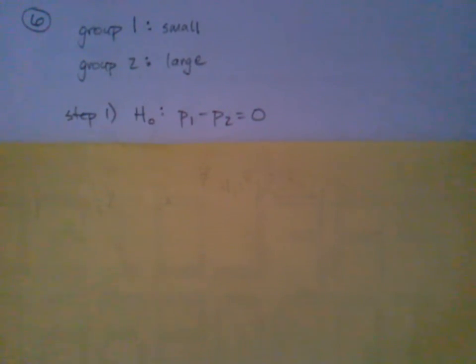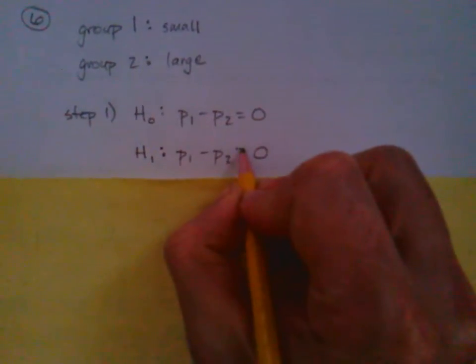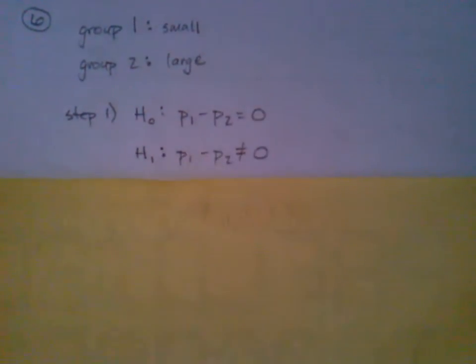For the alternative, we want to look really carefully at the way they phrase it. So test the claim, let me pull that down. Test the claim that there is a difference. So they don't say in the statement there, is it higher or lower? Just, is there a difference? So if we're just looking for a difference, then we need the not equal, right?